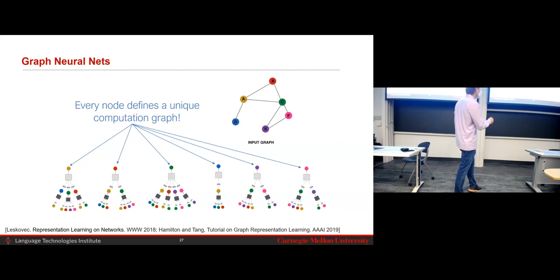So if I have six nodes, each of those nodes will have its own graph of who are its parents, in a sense, or who are its neighbors. And these neighbors will have their own. Now, that doesn't seem manageable, because that's going to get wild and crazy to have all this.